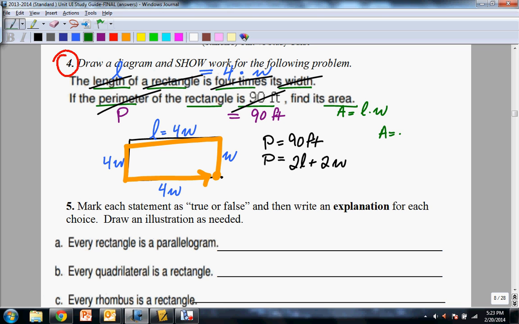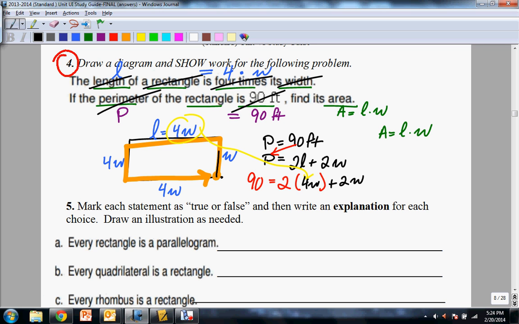And then the area equation we have here, area equals length times width. Now we circle, plug, chug. We have perimeter, it's 90. So we can put 90 here, equals 2. And then our lengths can be replaced with this 4W. That way we're down to one variable. Plus 2W.